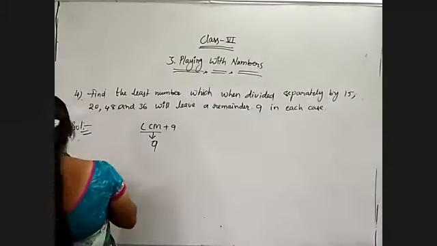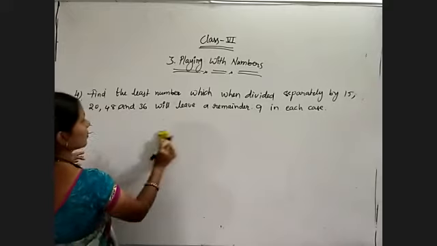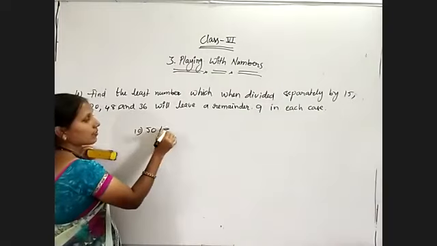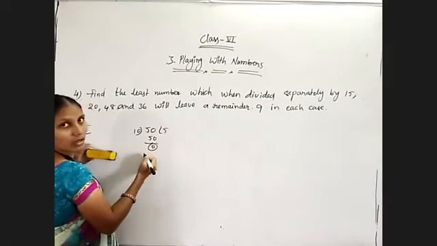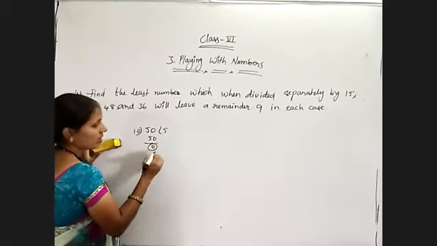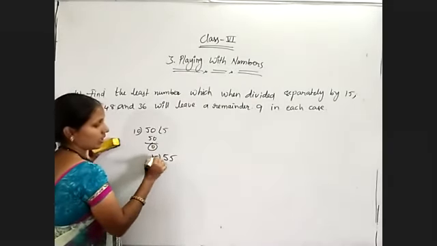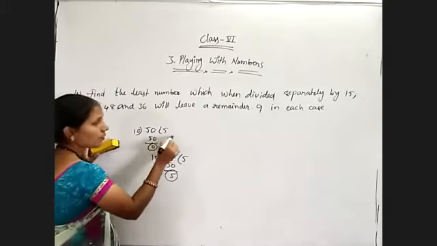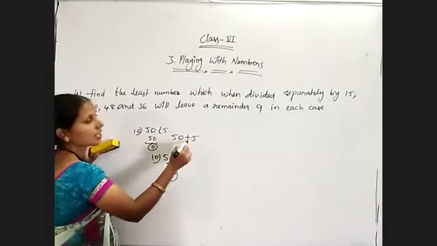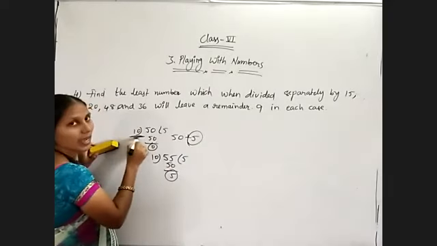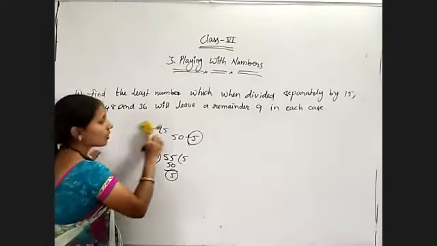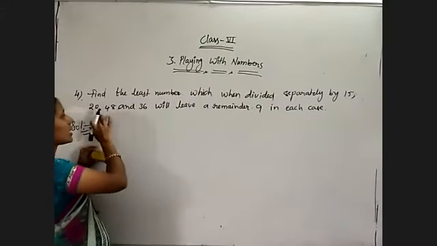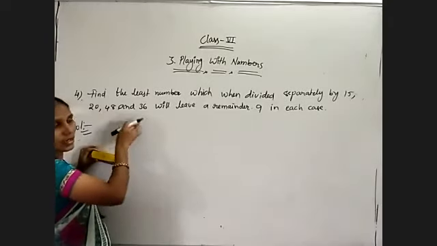Suppose, see, 50 is divisible by 10 exactly. 10 fives are 50, remainder is 0. But if I have 55, then 10 fives are 50, remainder is 5. That means 50 plus 5 leaves the remainder 5 when divided by 10, yes or no? So actually LCM is the number which is divisible by each and every one of the given numbers.